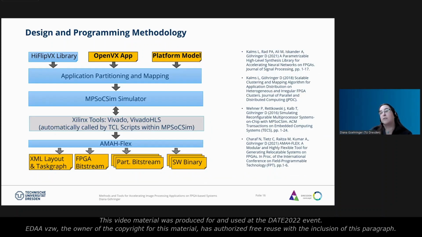And HighFlipFX is open source. So if you want to try it out, just let me know. You find it on our GitHub. And there's also a port now of some of the functions to Intel FPGAs.